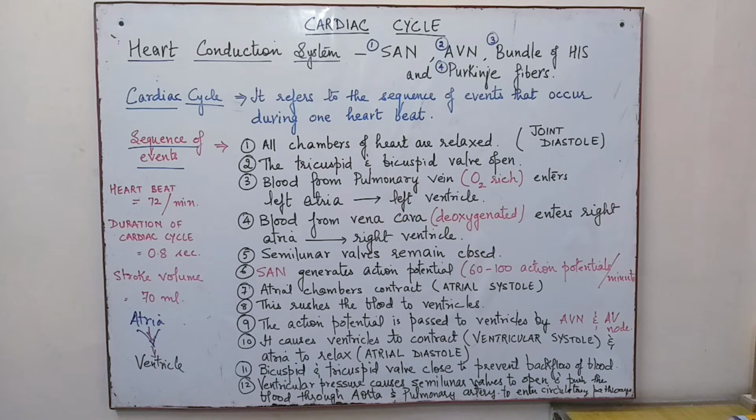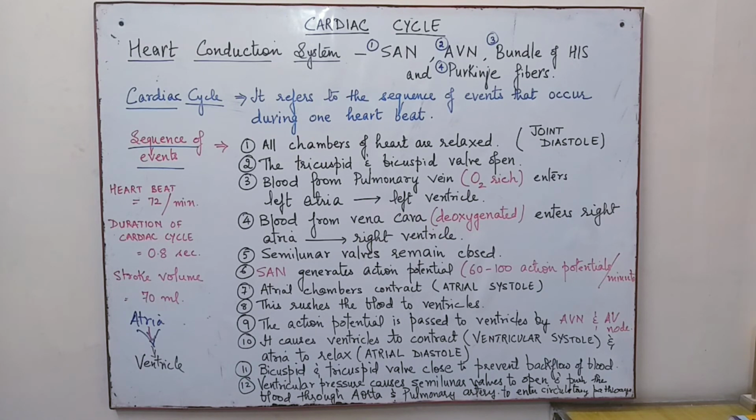Now, due to the ventricular pressure, that means because of the pressure, the blood has entered into the ventricles with great pressure, the ventricular pressure increases further and this causes the semilunar valves to open. Now this opening of the semilunar valves causes the opening of the pulmonary artery and the aorta, allowing the blood to rush through these and enter into the circulatory pathway.